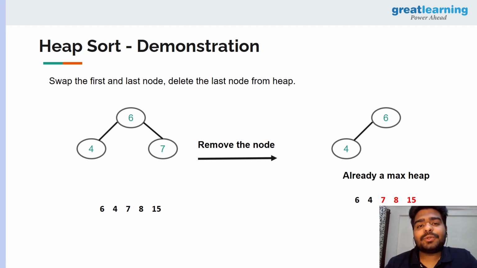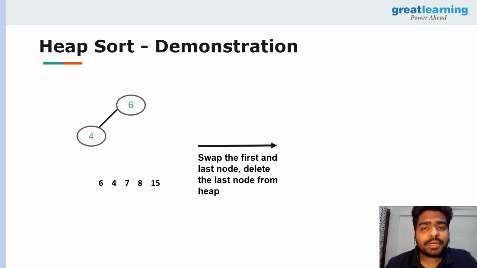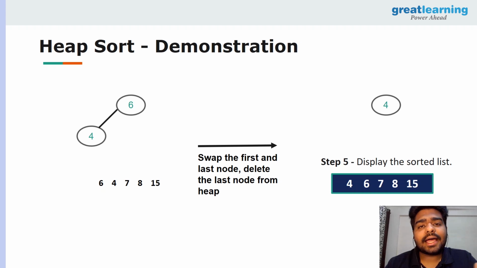Yes, we have to swap the parent node with the last node. It's very simple. We have to just swap it. Once you swap it, you have to delete the last node, which is 6. You are now left with only one node, which is 4. That means we are now at the end of this sorting algorithm, and we can display our sorted list, which is 4, 6, 7, 8, and 15.